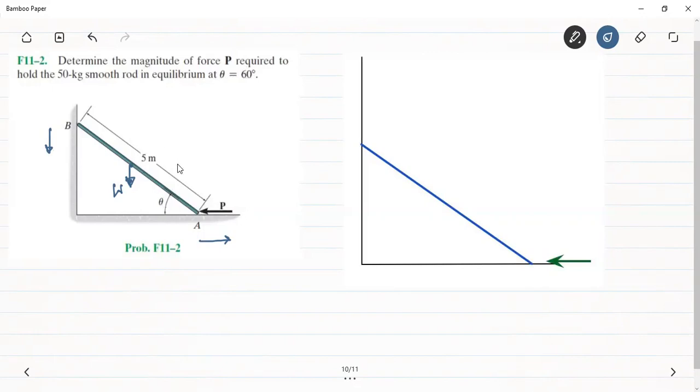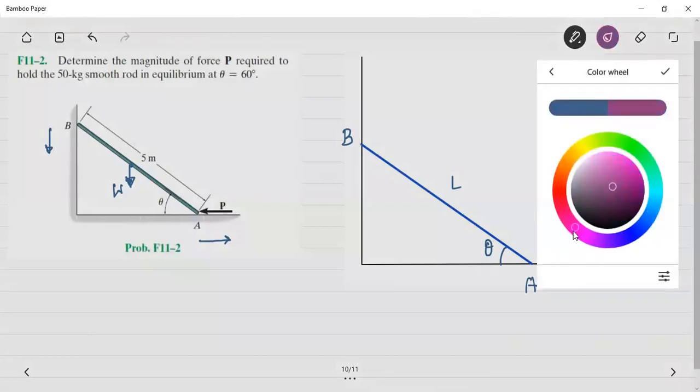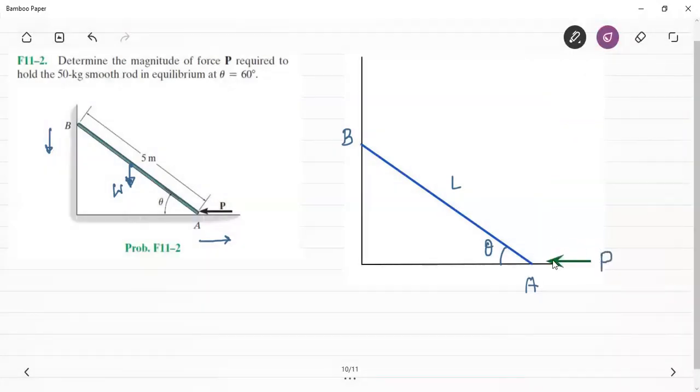So let's generalize this question. We say that there's a rod of length L whose one end is in contact with the wall and another end is in contact with the ground. We have to apply a load P in this direction, and the angle is equal to theta, so that this rod is in equilibrium. If we draw the free body diagram of this rod, apart from this applied force, we will have a weight which is acting at the center of gravity.